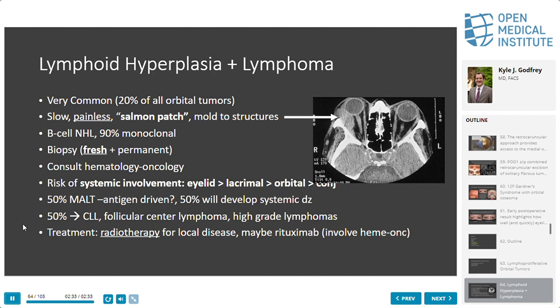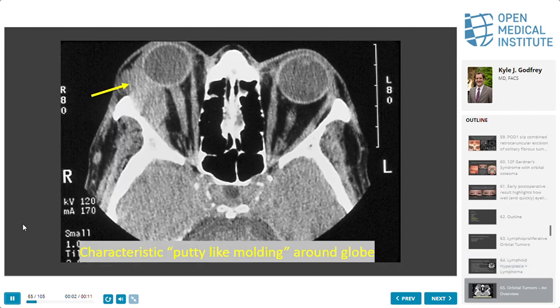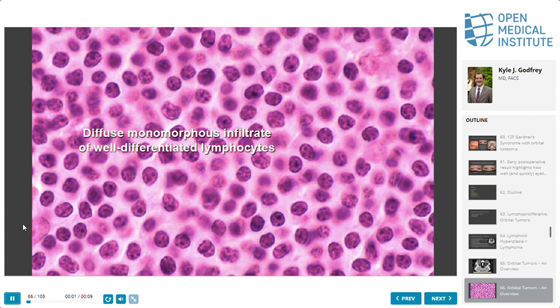So again, this is just that image showing that characteristic, we call it putty-like molding, where it's just being shaped around the tissues in the orbit, not pushing, not displacing, just infiltrating between normal structures. And then again, just think of it as this army of diffuse, well-differentiated lymphocytes that are migrating through the orbit.